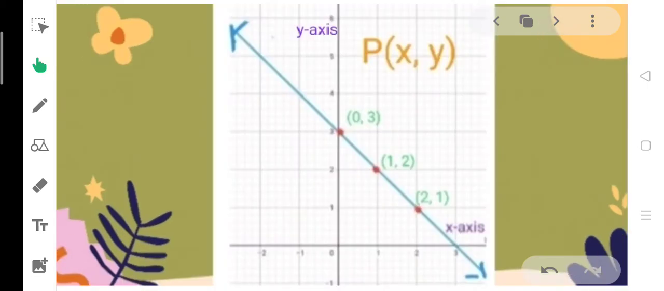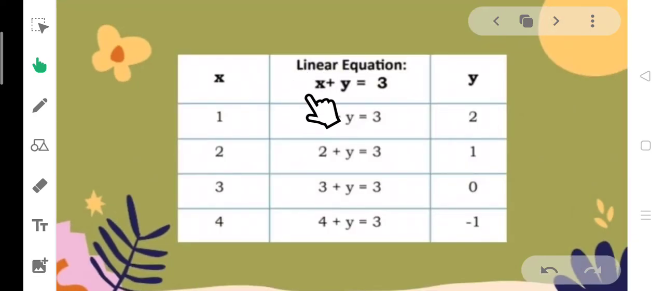And then for y values, the y values depend on the x values. For example, we have the linear equation x plus y equals 3. The coefficient of x is 1, that is our value of a, and for the value of b, the coefficient of y, it is also 1, and this is our c. Now, since all real numbers can be values of x, we can substitute any number to x and then solve for the corresponding value of y.